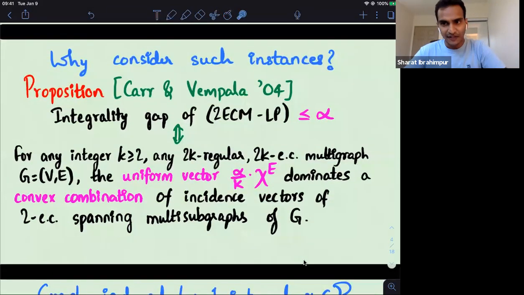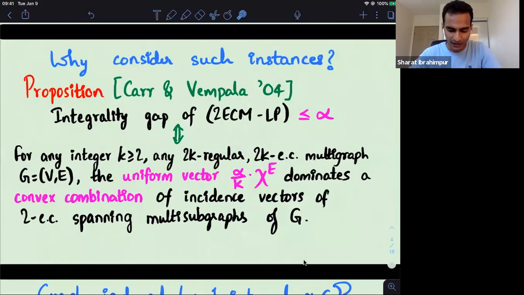Before delving into the proof of our main theorem, let me motivate why we should study such instances in more detail. It shouldn't just be based on a conjecture that half integral instances are the most general and are the hardest instances. It deserves some more motivation.